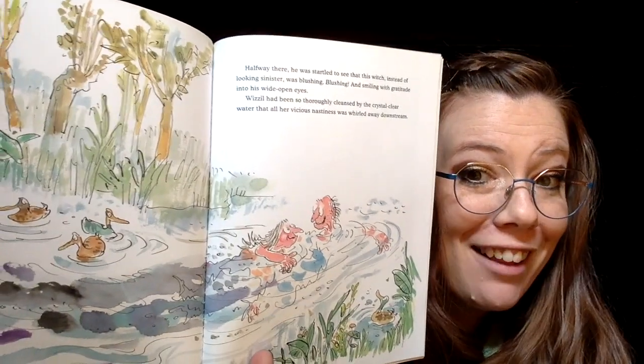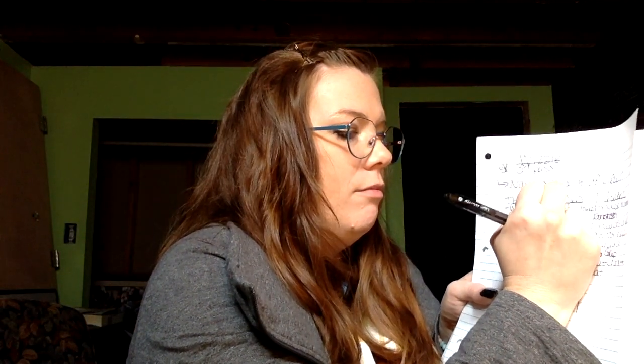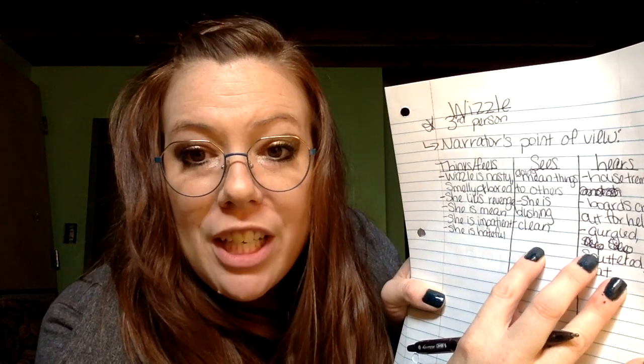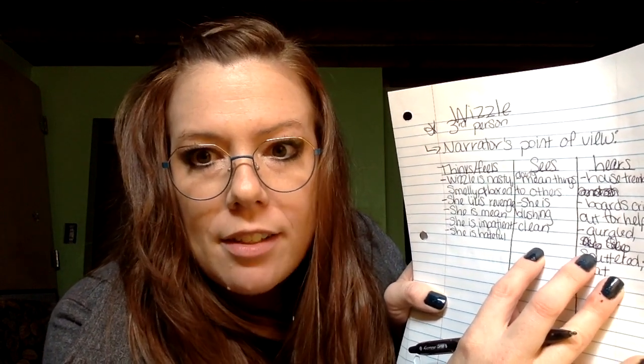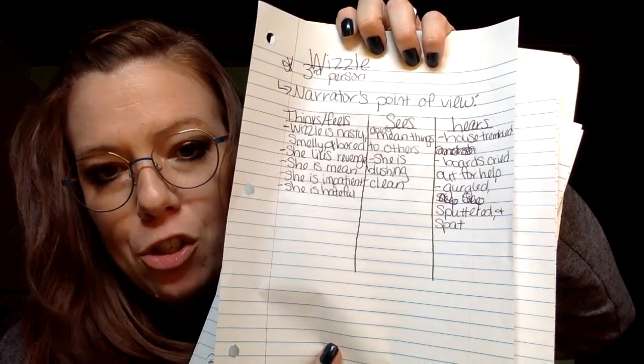What is the narrator telling us we see? Blushing. Oh my goodness. We see she is blushing. She's clean. Right? She's blushing. She's clean. Now, if you need to pause and see what I've written on here, you can do so. Okay? Because you're just going to take notes on your own T-chart.